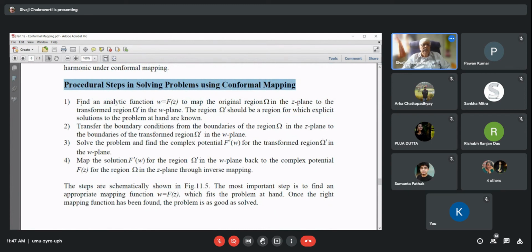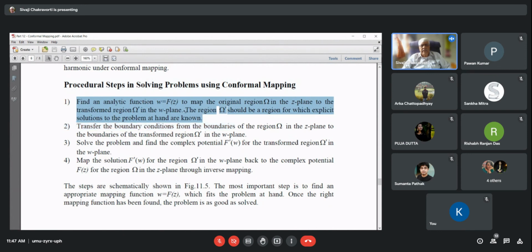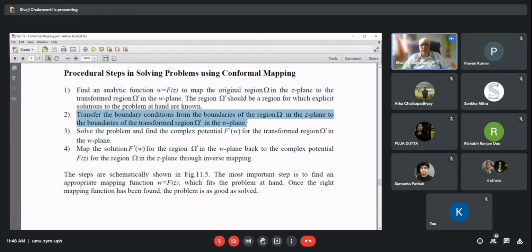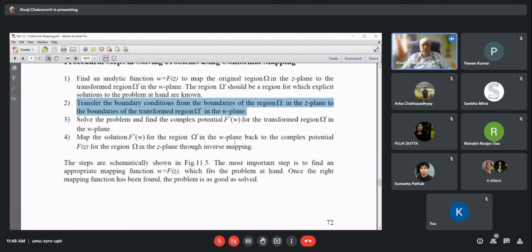So what we have to do: find an analytic function. First, I have to find an analytic function f(z), by which I will map the original region on the z plane to the transformed region on the w plane. And then on this region on the w plane, we are going to have the solution. But for that, the boundary conditions have to be transferred from the z plane to the w plane. That means whatever the potential is on the z plane has to be transferred to the w plane, and so on.